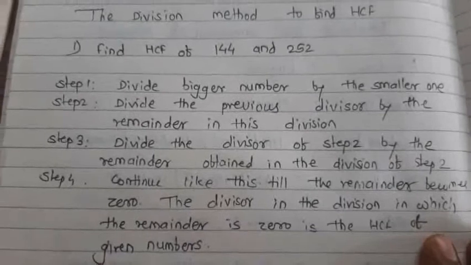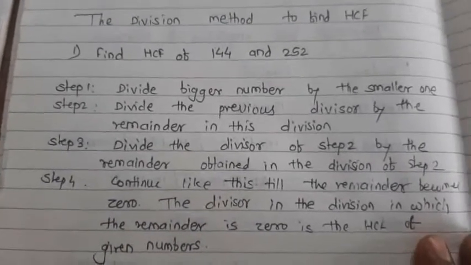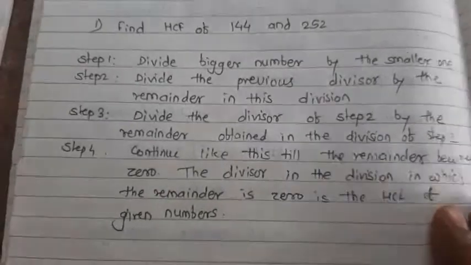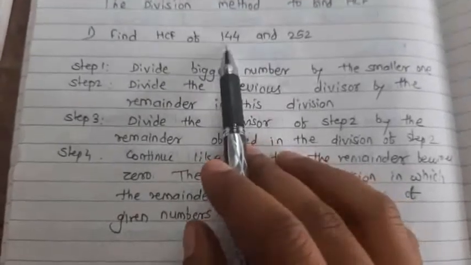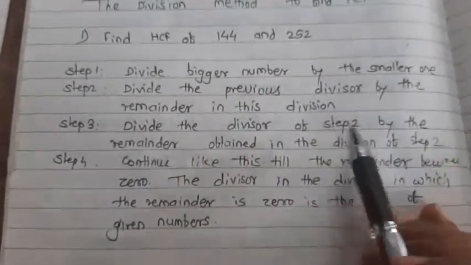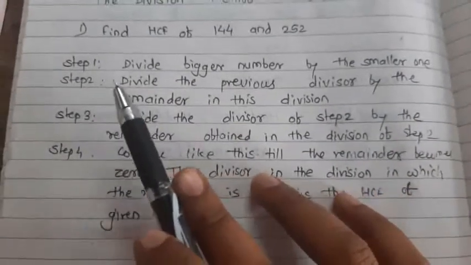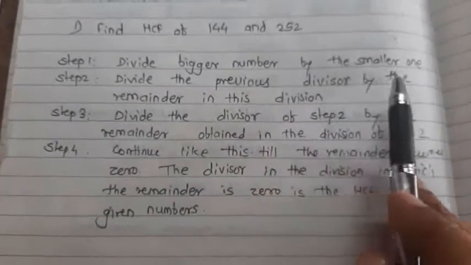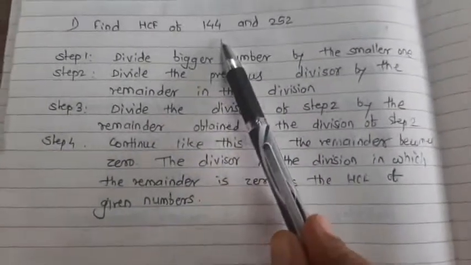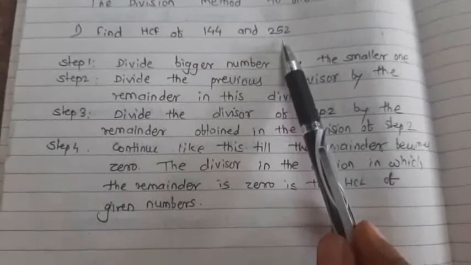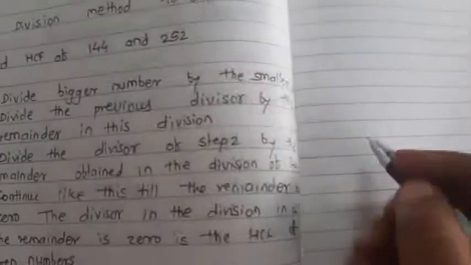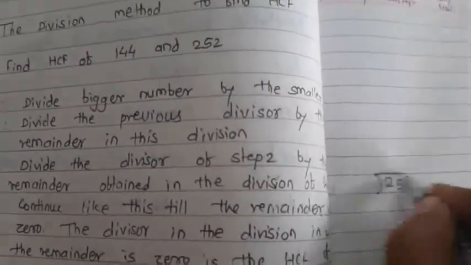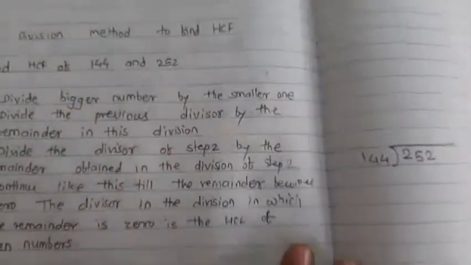So now we will see how to do the division method to find HCF. For example, consider finding the HCF of 144 and 252. What are the steps to carry this out? See, step one is to divide the bigger number by the smaller one. Out of these two, 144 and 252, which is bigger? 252. So we have to divide 252 by 144. So write that: 252 is divided by 144.